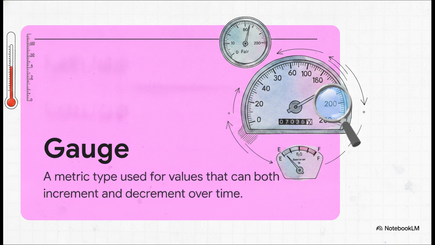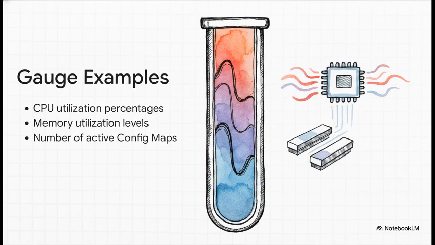This is a really clear contrast to the counter's one-way street. Think of it exactly like the speedometer in your car. It goes up when you hit the gas, and it comes right back down when you brake. What's cool here is how this grounds those abstract concepts in everyday operations.